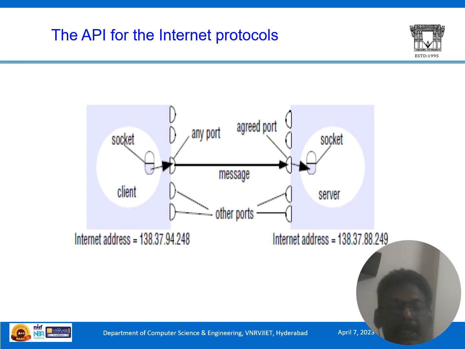You can see here the INET address or internet address of the sending process and the receiving process internet address. You can also see here port, and also different ports are available in the client machine as well as in the server machine.